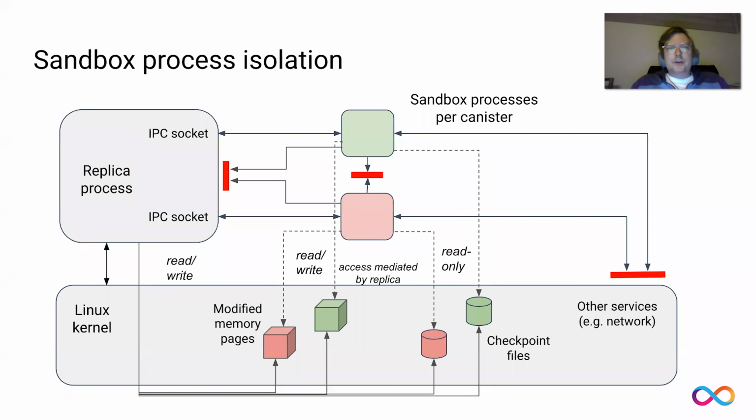And of course, we have other entities in the system, like the actual operating system kernel, the big block at the very bottom. And there are various security isolation layers that we need to put into the system to achieve the security goals. So for one, we obviously are shielding all the sandbox processes from each other. So one sandbox cannot interact with any of the other sandboxes. Secondly, the sandbox processes cannot interact with the replica except for a very narrow and well-defined channel that is an IPC socket, an inter-process communication socket between replica and sandbox process.